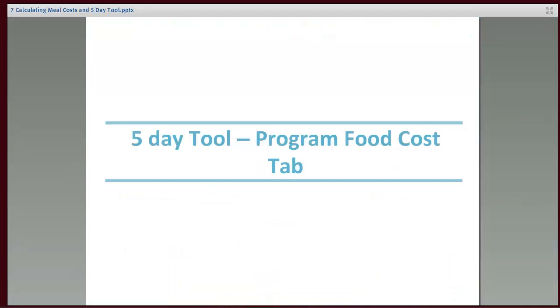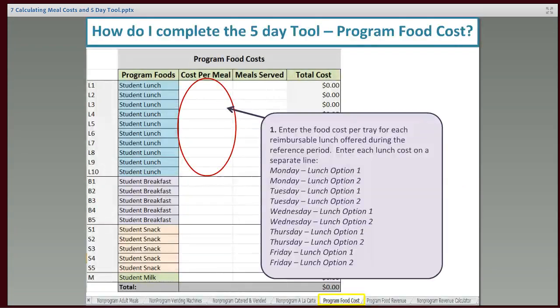The next tab is the Program Food Cost tab. This is where you'll enter in your reimbursable meals. And this is the first column. You'll enter in the cost per meal. So there are 10 lines for lunches. So the idea is 5 lines for K through 8 and 5 lines for 9 through 12, since those do not have overlapping meal patterns.